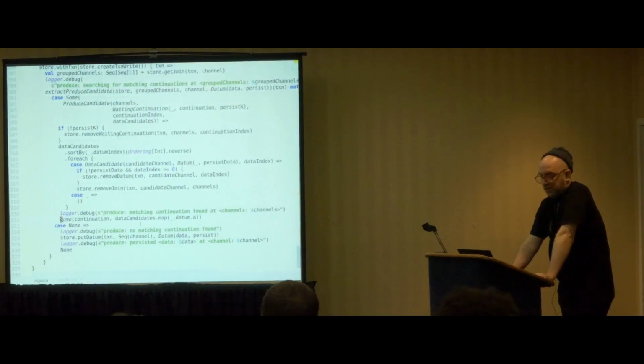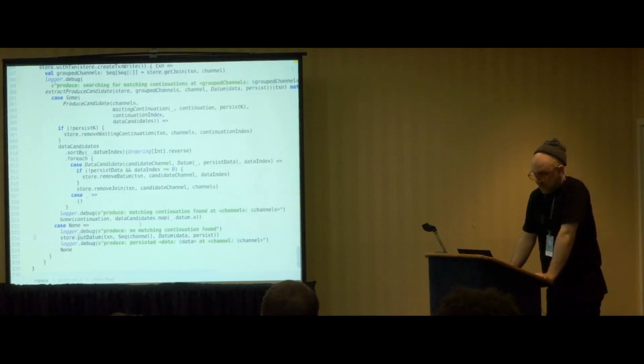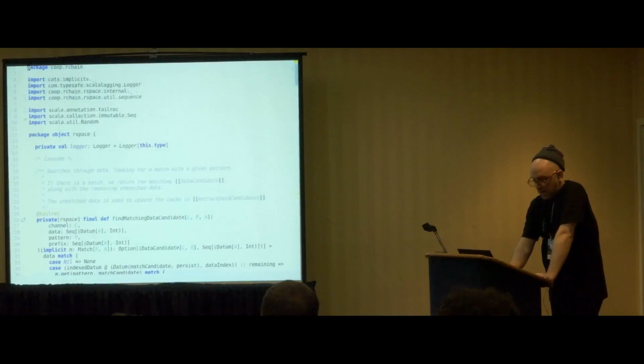Similar idea here, if there's nothing in the store, then we're gonna store that piece of data in the store as well.